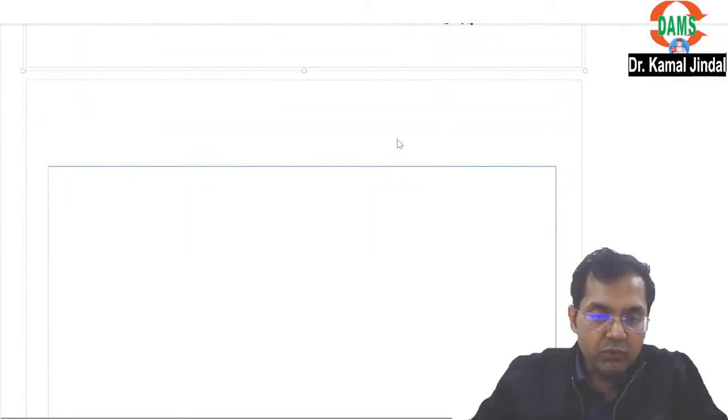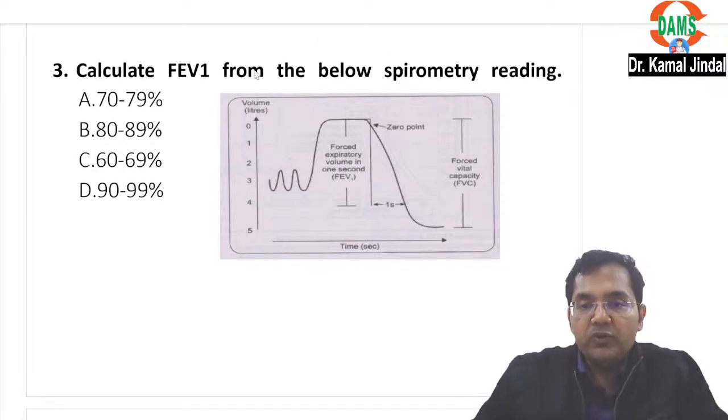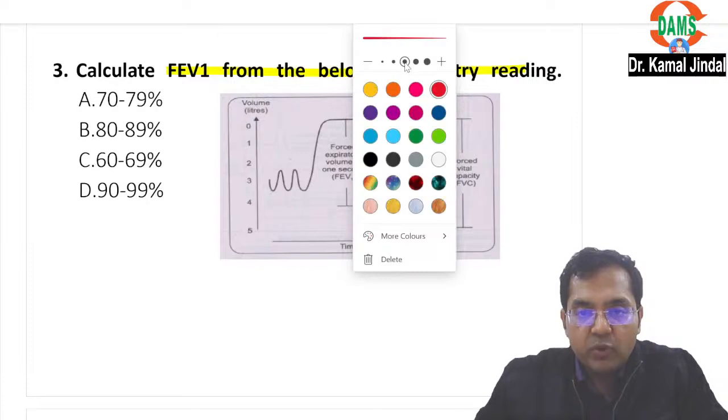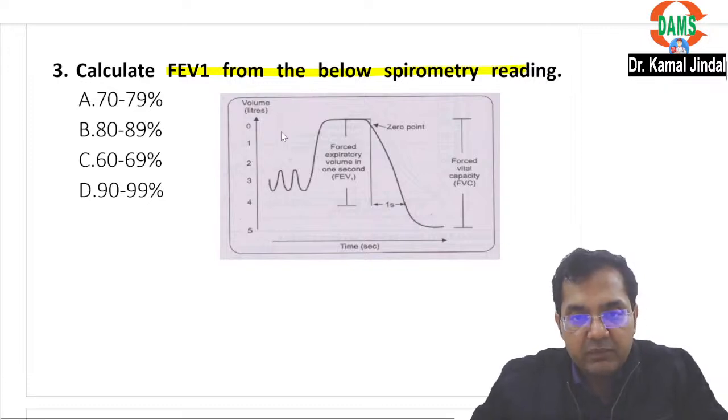Moving on to question number 3. So calculate the FEV1 from the below spirometry reading. Again, an important one. FEV1, as we know, is the forced expiratory volume at the end of 1 second of forced expiration. So we call the patient, we ask him to take few normal breaths like this, tidal volume.